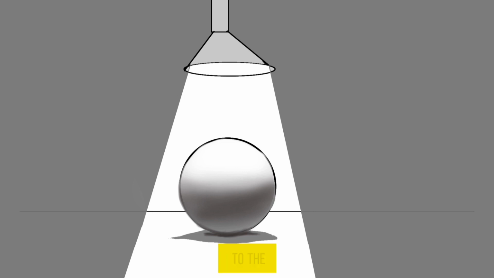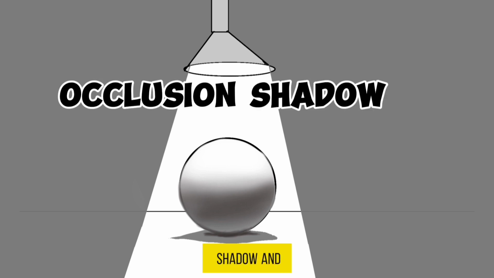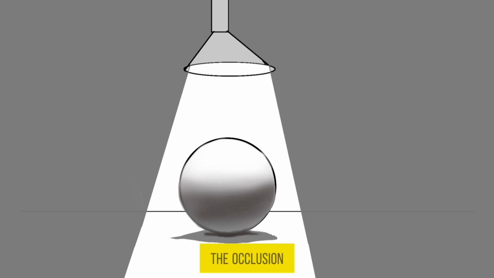So let's move on to the foreground shadows. We have the occlusion shadow and the drop shadow. The occlusion shadow is caused by the contact between the ball and the floor, while the drop shadow is caused mainly by the direction of the light source.